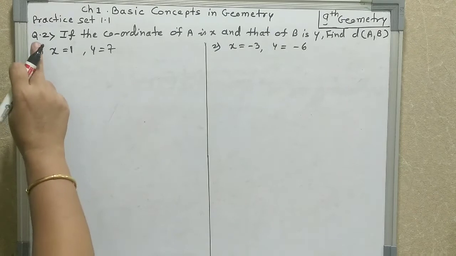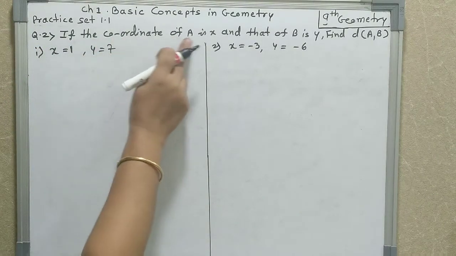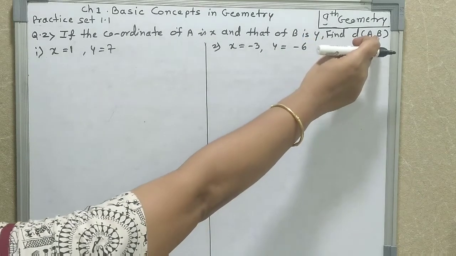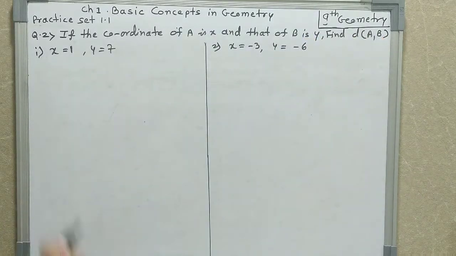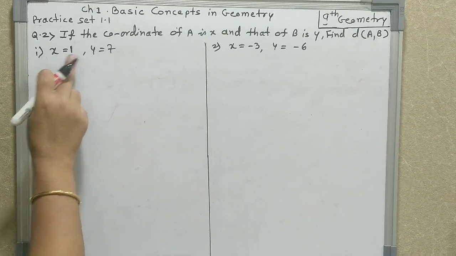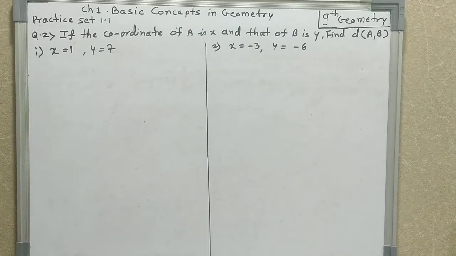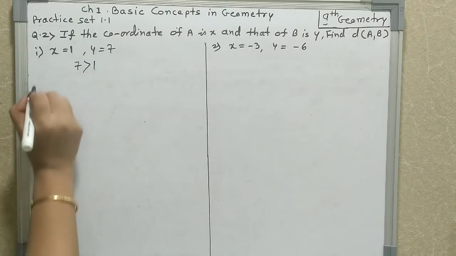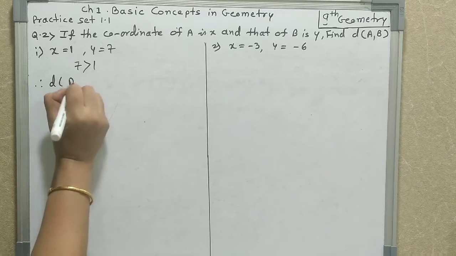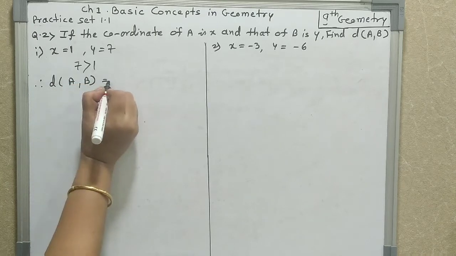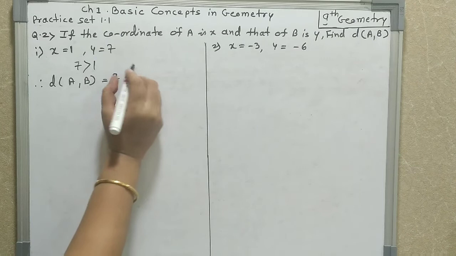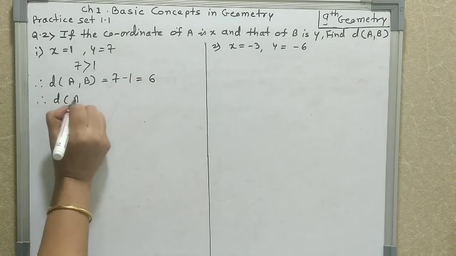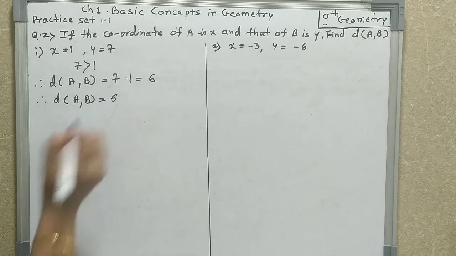Now we see the second question. If the coordinate of A is x and that of B is y, find the distance of A, B. See the first example, x equal to 1, y equal to 7. Which is greater? 7 is greater than 1. Therefore, distance between A and B is equal to the greater number 7 minus 1, which is equal to 6. Therefore, distance between AB is equal to 6.